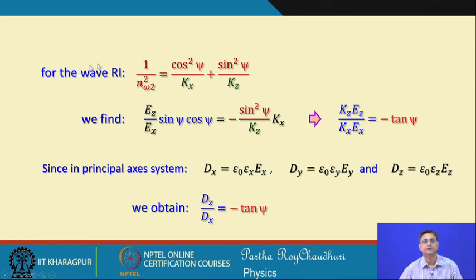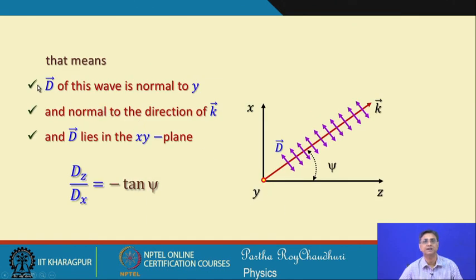Therefore, for this value of the refractive index, we find that E z by E x sin x equal to this, and k z E z by k x E x equal to tan psi. So, it means that this quantity is the component of the dielectric displacement vector along the z direction, and this is the component of the displacement vector along the x direction. So, they are inclined to each other at an angle of minus tan psi, which is an interesting finding.